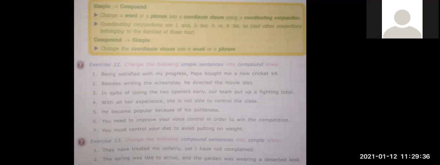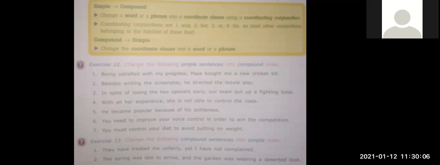Right, everyone? Once again, I'm repeating the sentence which we have converted from simple to compound. He not only write the screenplay, but direct the movie also. Right? So this is the last sentence of the 12th exercise. So let's go to the next exercise, exercise 13. Change the following compound sentences into simple ones.